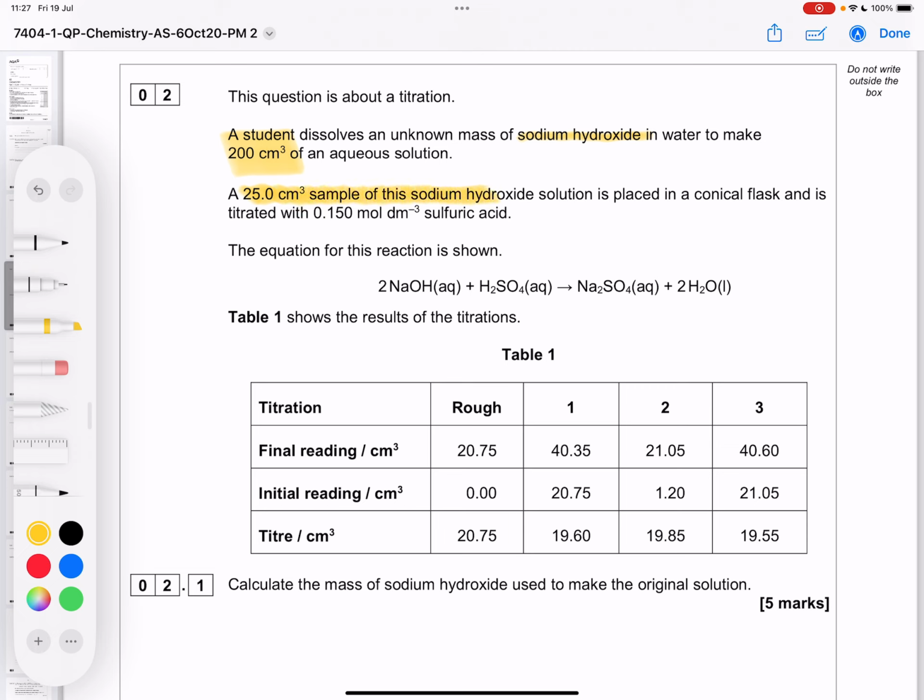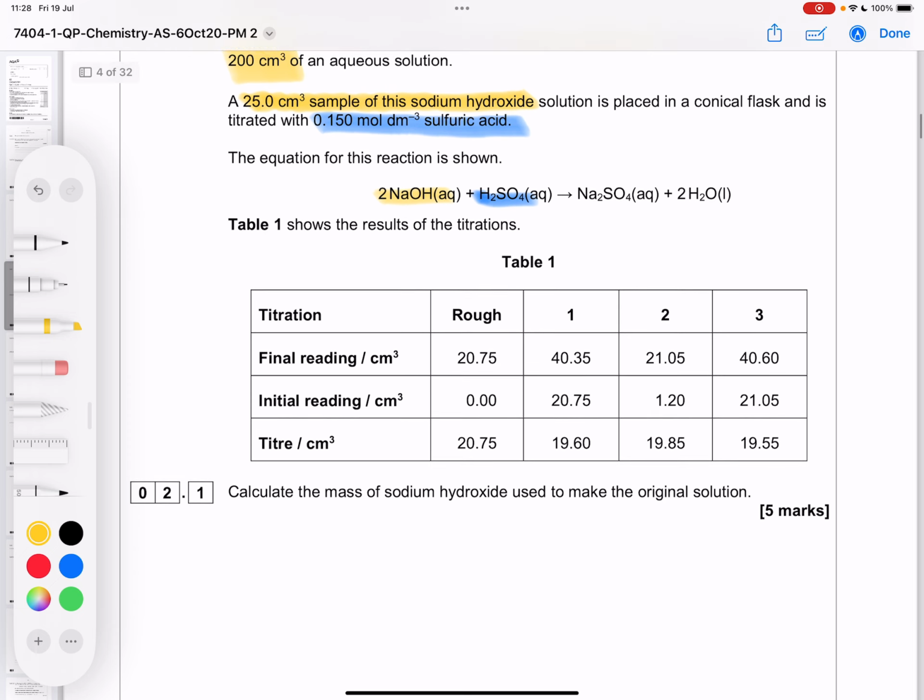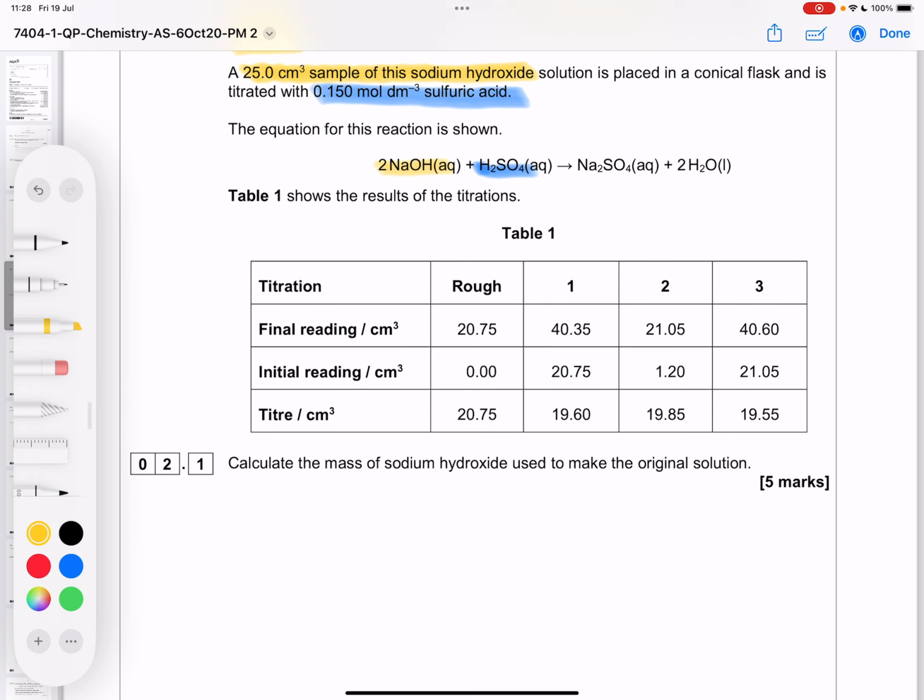25 of this sodium hydroxide was placed in a conical flask and it is titrated with sulfuric acid. So here's the sulfuric acid, here's the sodium hydroxide. We've got the concentration of the sulfuric acid, but we will need to find the volume, and we're going to get that from the titration results. We're going to need to find the mean titre. So we're looking for two values that are concordant within 0.1.